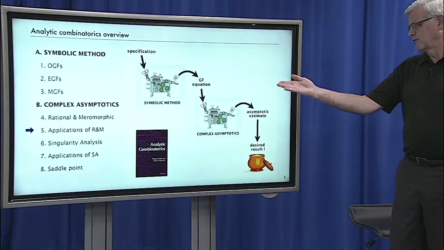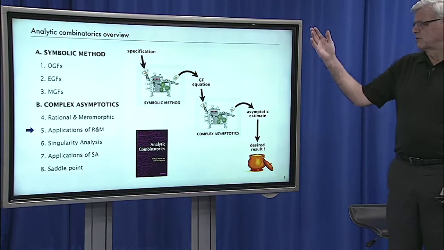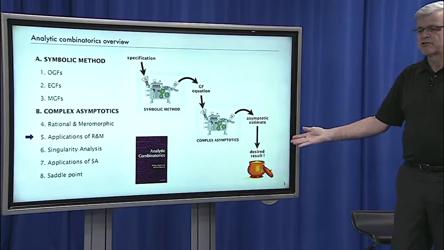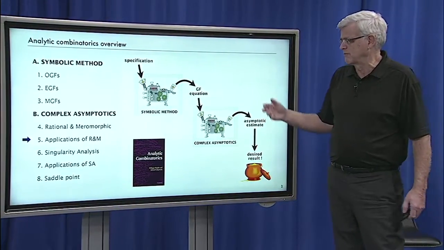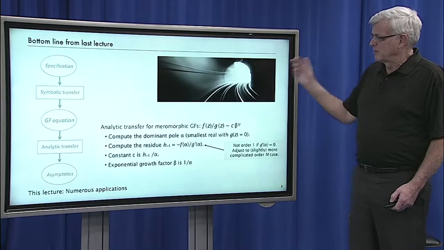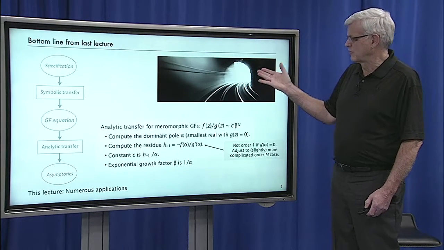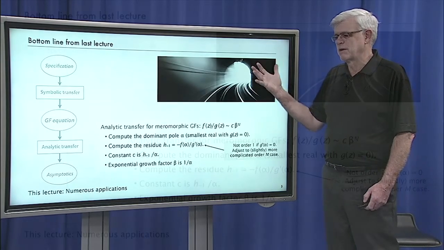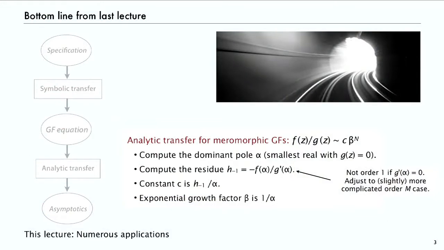We're at lecture 5, where we're finally at the point where we can do a specification, immediately get a generating function equation, and then immediately transfer to an asymptotic estimate of the coefficients. Now, the bottom line from the last lecture, you remember, we saw the light at the end of the tunnel. With all the complex analysis that we prepared for, and Cauchy's theorem and residues and so forth, we wound up with this rather simple procedure that it turns out will be effective for a great many of the generating functions that arise from combinatorial constructions.